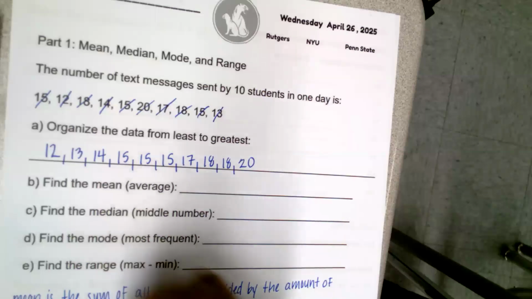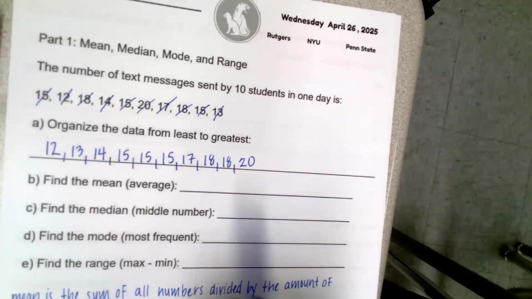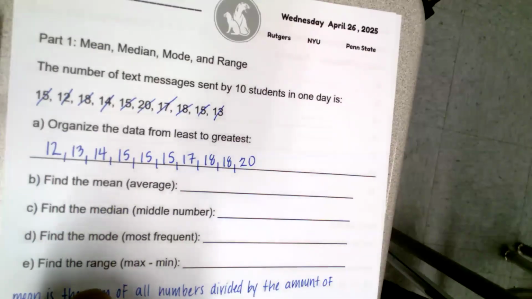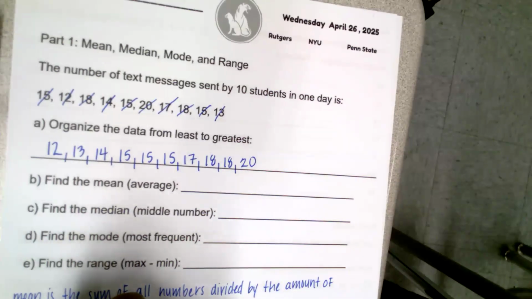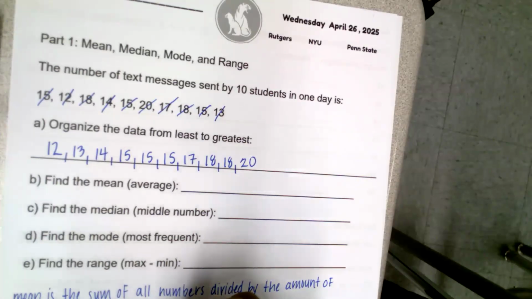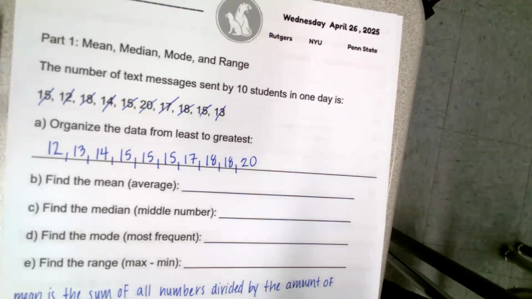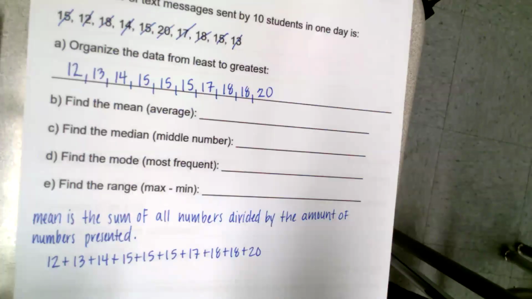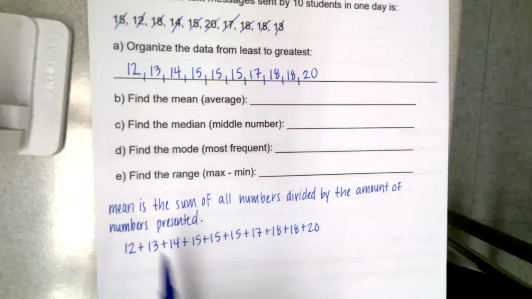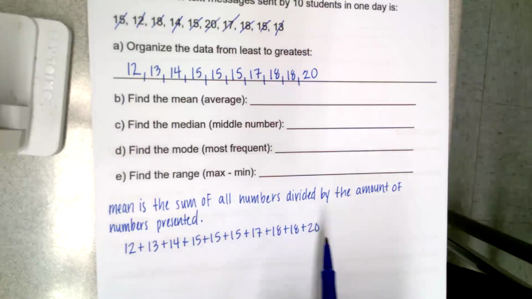That makes sense, right? So now I have to add all of these numbers up. So I'm going to have to add 12 plus 13 plus 14 plus 15 plus 15 plus 15 plus 17 plus 18 plus 18 plus 20. And then you want to count and make sure you listed all the numbers. I'm looking for 10 numbers. 1, 2, 3, 4, 5, 6, 7, 8, 9, 10. Right?